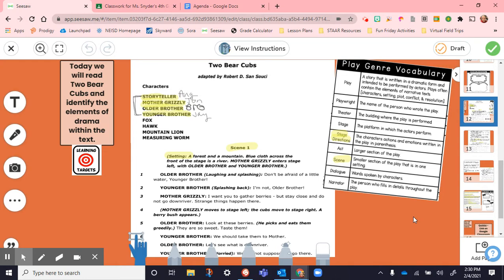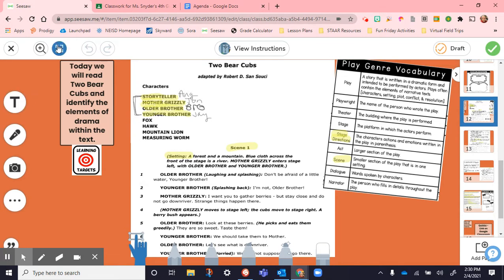If you look, it has a setting right here. So in that scene, this is the setting. This is one setting. When they go to scene 2, the setting might change. So it's just little small sections, little broken pieces of it that make up the whole play.